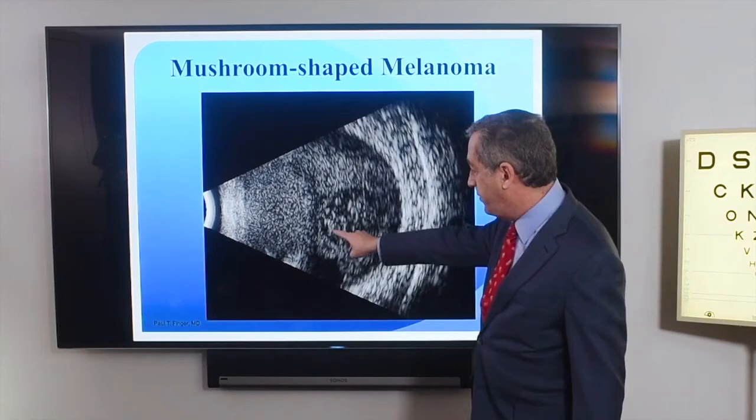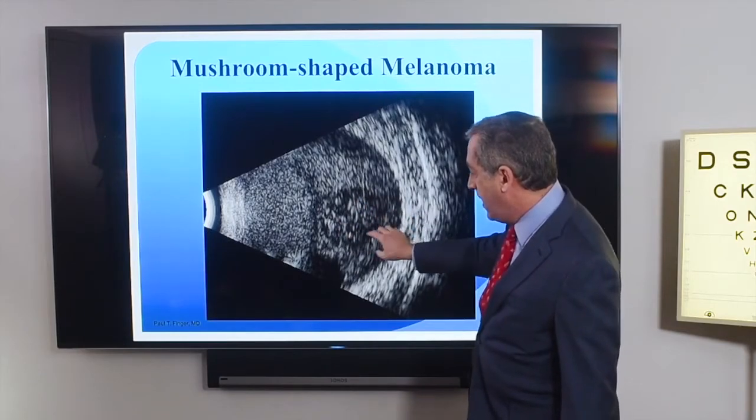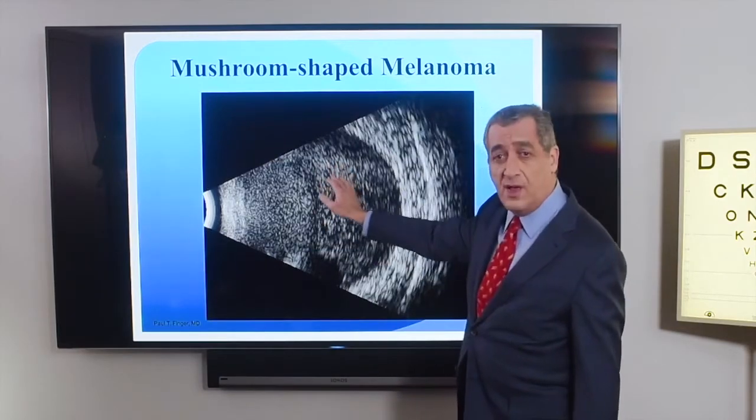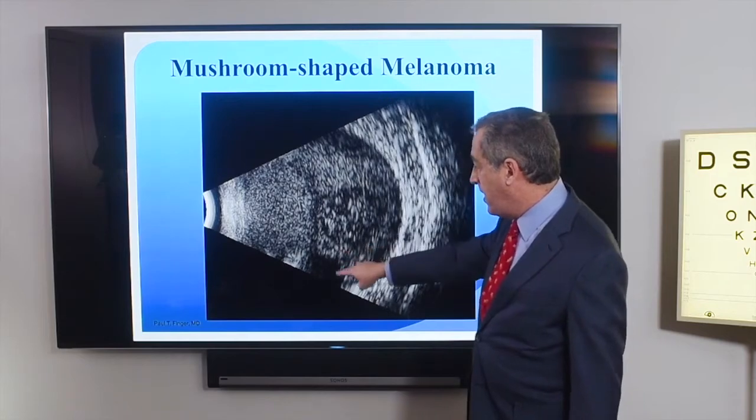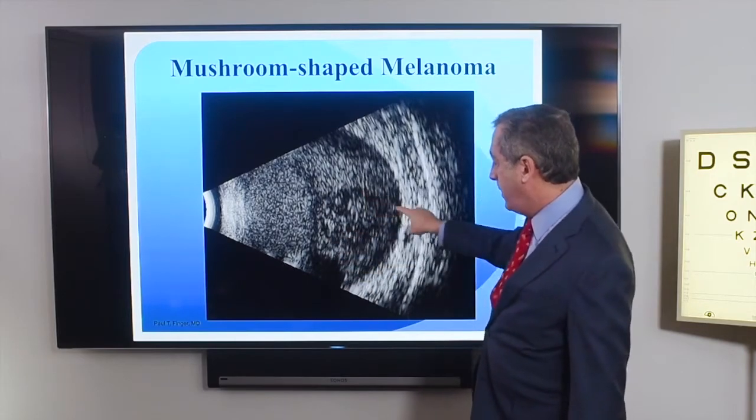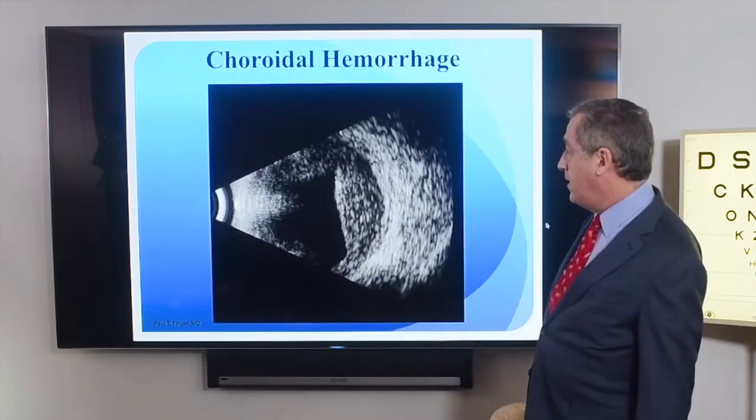It's not a diagnosis, but when you see that, you know that this tumor has blood vessels. Now look at this one. You see the intrinsic vascularity, and this eye is just filled with hemorrhage. So without that vascularity, it's not so obvious that this mushroom-shaped melanoma is there. This is a choroidal hemorrhage.